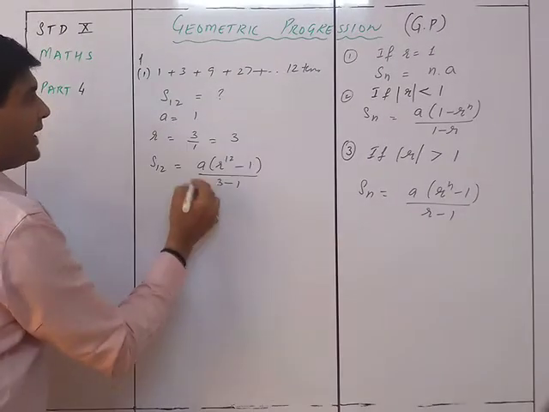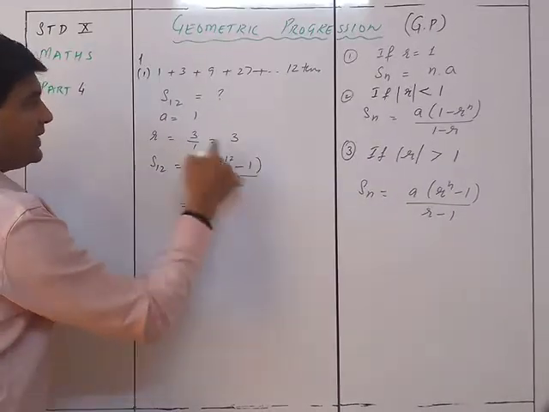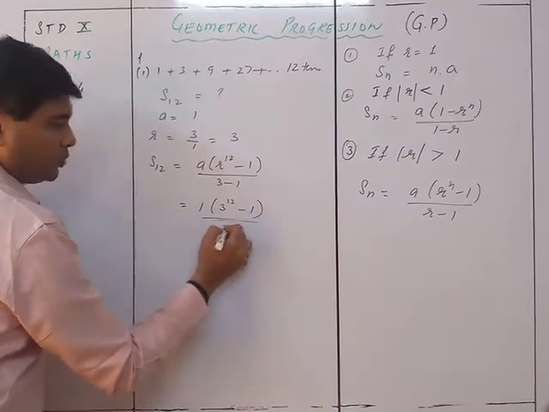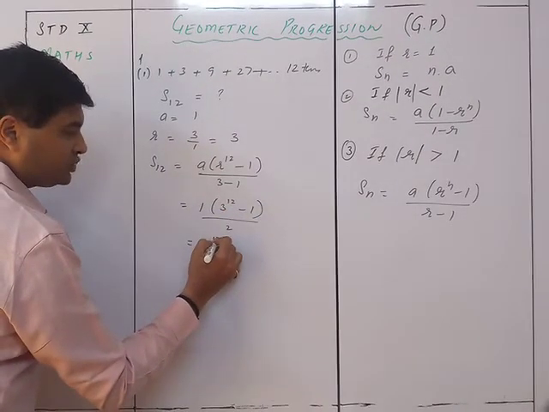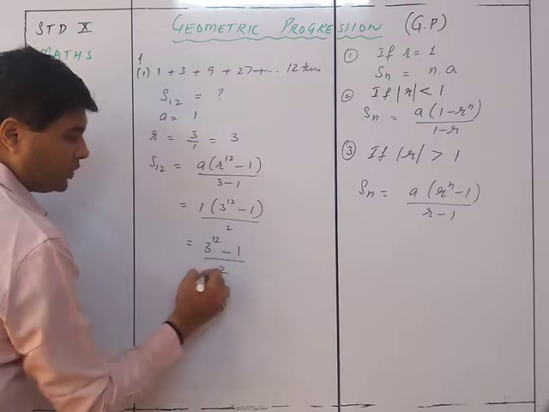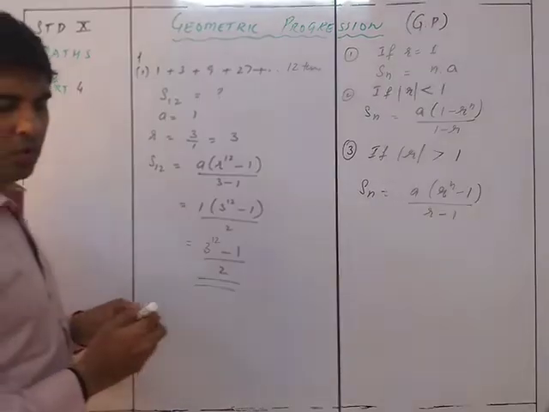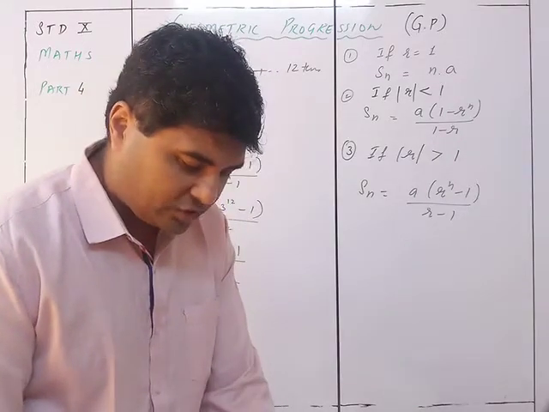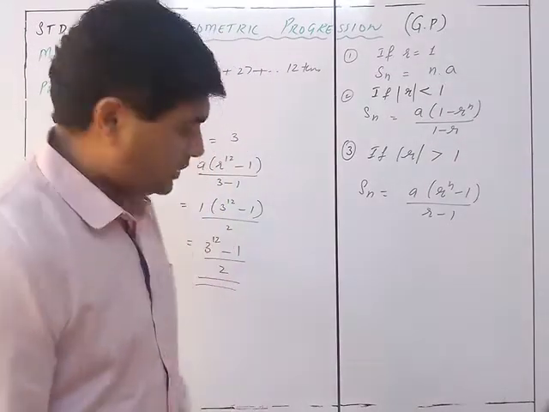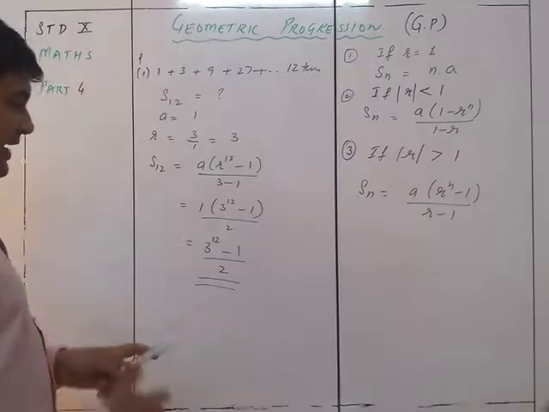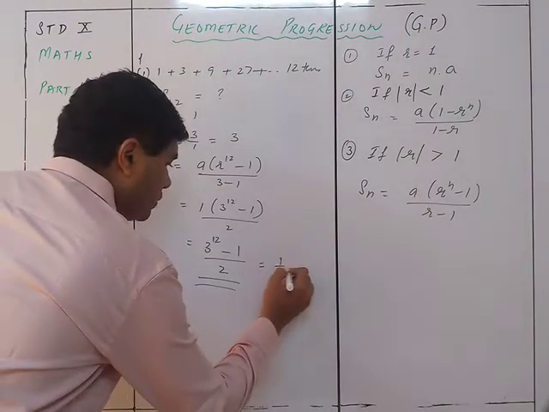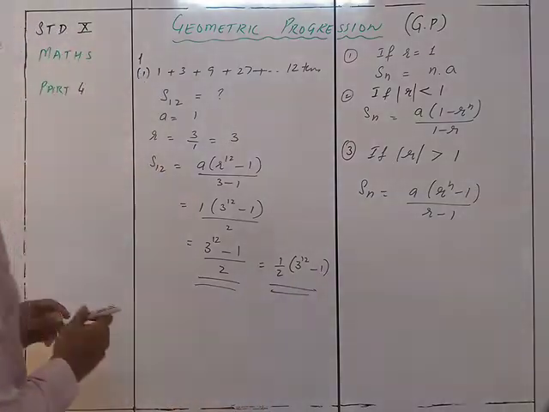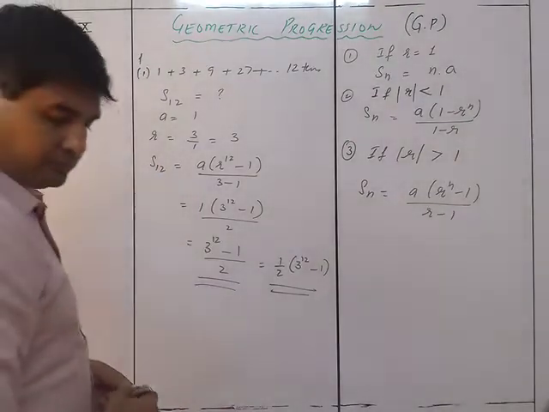So that will give me A is equal to 1 into R, which is 3. So 3 raised to 12 minus 1 upon 2. So the answer will be 3 raised to 12 minus 1 upon 2. That's the direct answer. You don't need to do any kind of substitution. You don't need to find out the value of 3 raised to 12. So that's the answer, 3 raised to 12 minus 1, or you can just directly write it as 1 upon 2 times 3 raised to 12 minus 1. That's the answer. Is it clear?